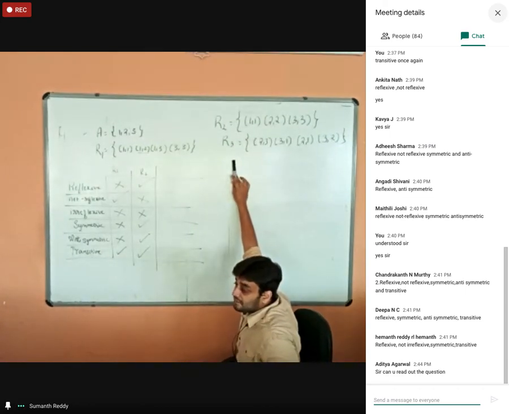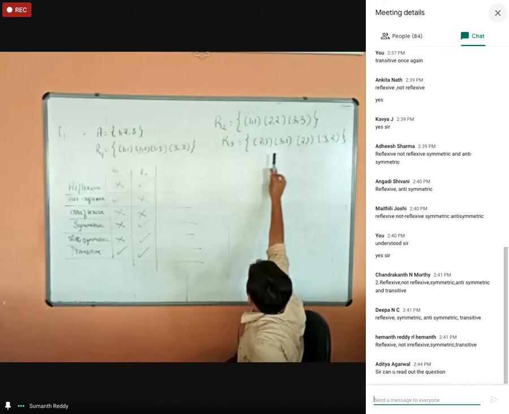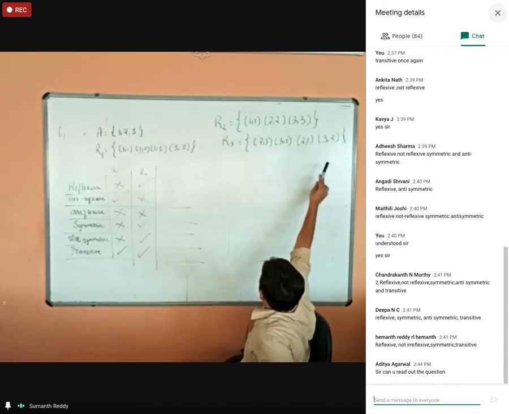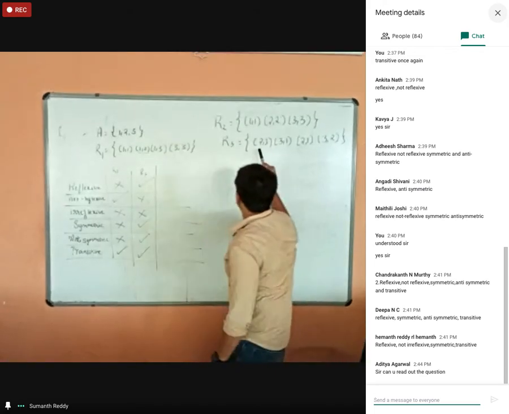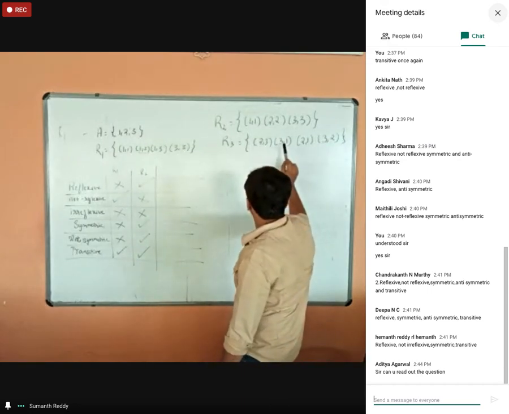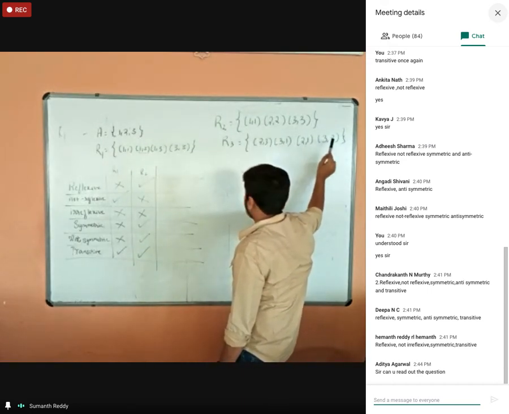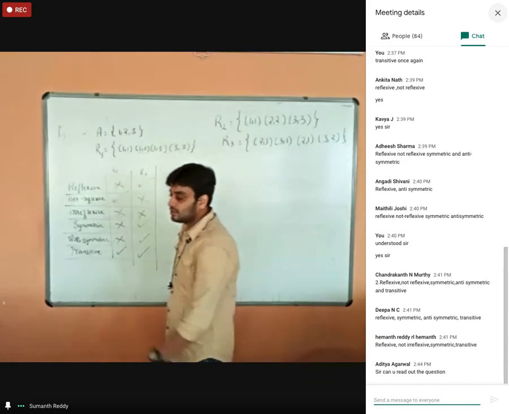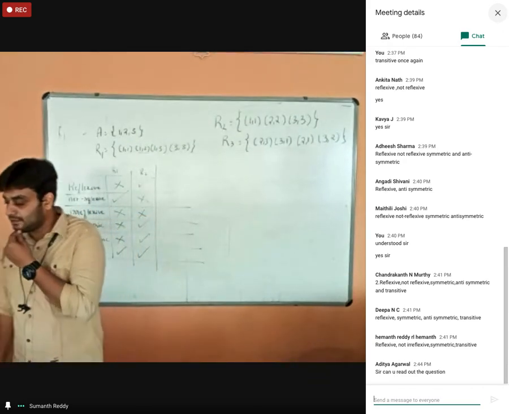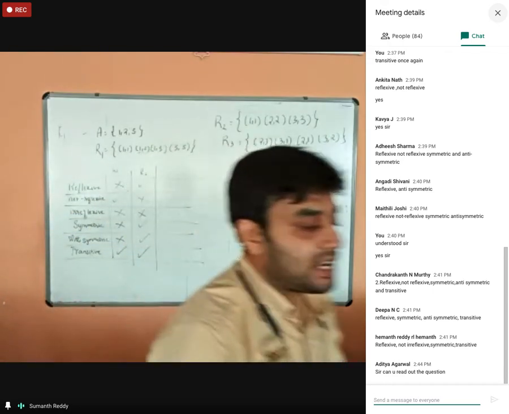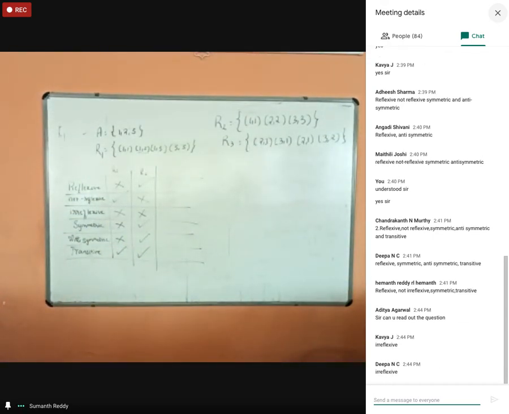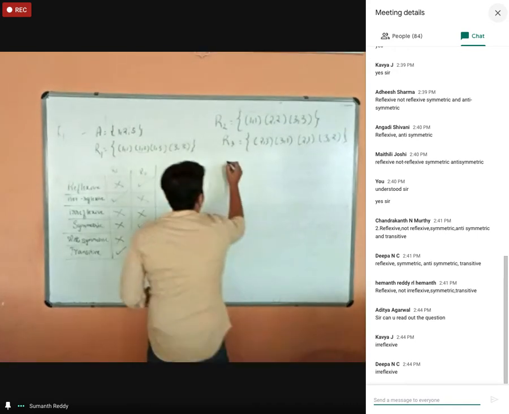The relation R3 will contain the ordered pairs (2, 3), (3, 1), (2, 1), and (3, 2). I'll read it again. (2, 3), (3, 1), (2, 1), and (3, 2). Okay. Take time, analyze it properly, and tell me the answer. I will also give one more relation.